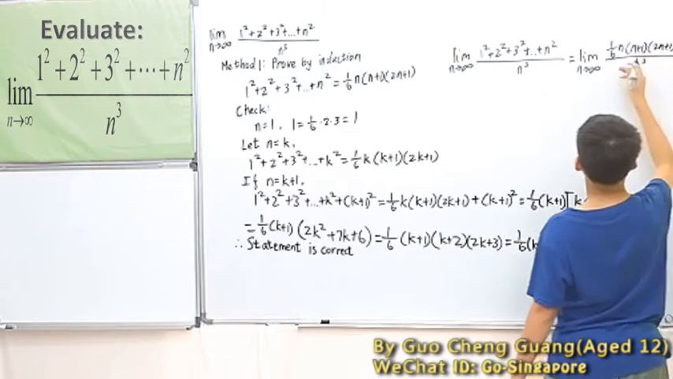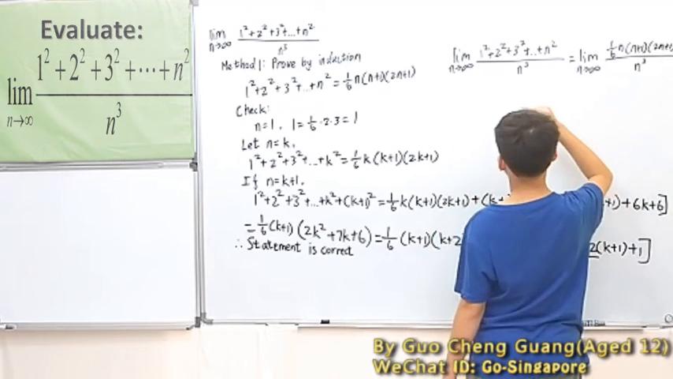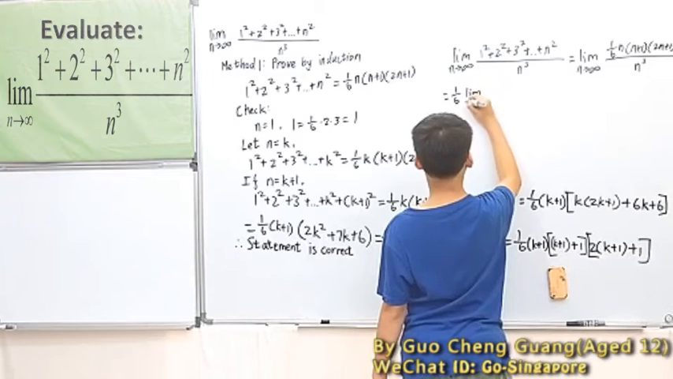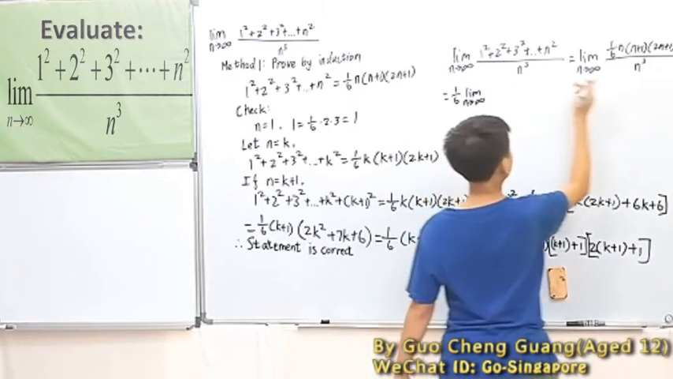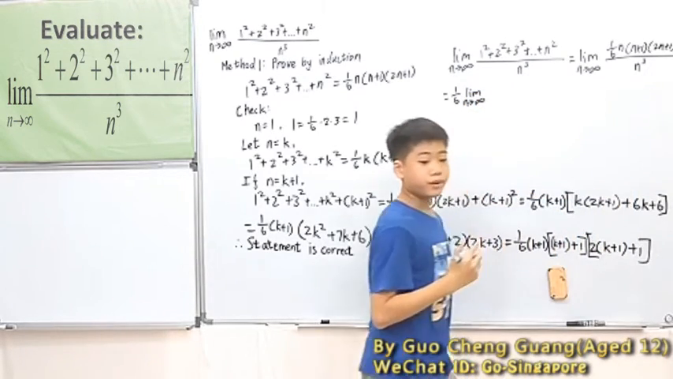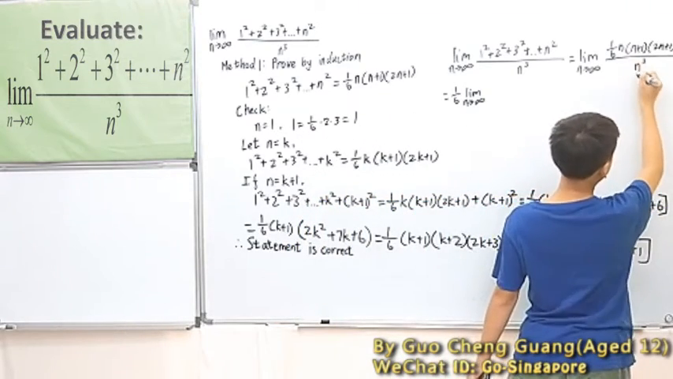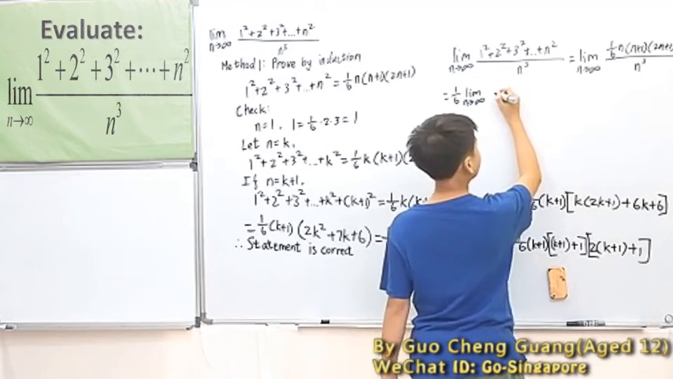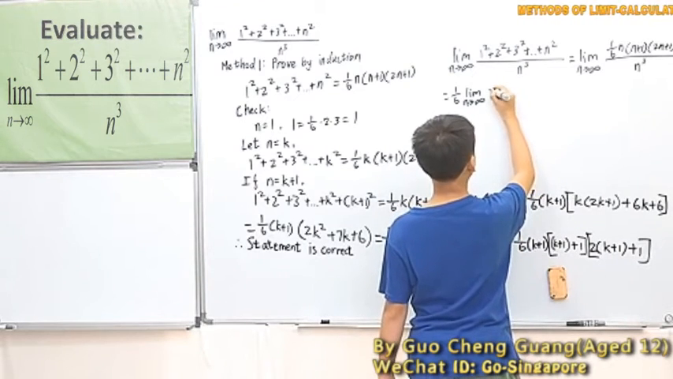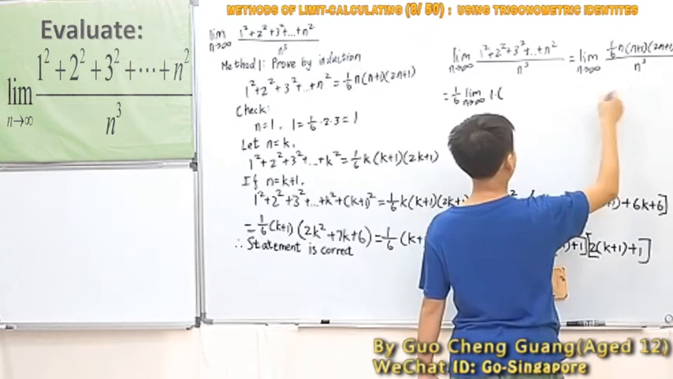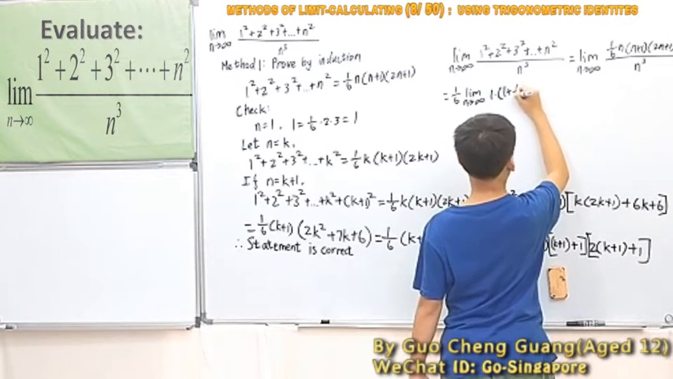Now, you'll find one thing. 1 over 6, you can take it in front first. Then inside this limit, perfectly we have 3 of the n. So n times n times n, right? Now we give 1 n into each of these. So n over n, 1. N plus 1 over n, so 1 plus 1 over n.